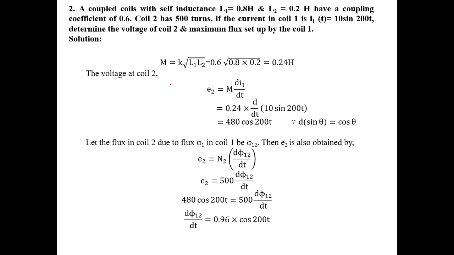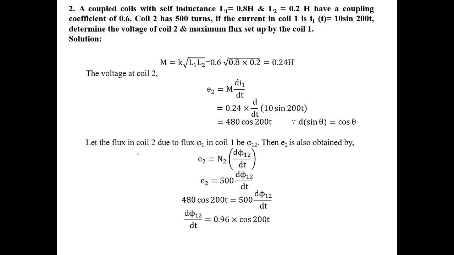The voltage at coil 2 we can write as E2 is equal to M into dI1 divided by dt. Here M value we got 0.24 into d divided by dt of I1, which is given as 10 sin 200t. Here the differentiation of sin 200t is cos 200t into 200. We got the answer 480 into cos 200t.